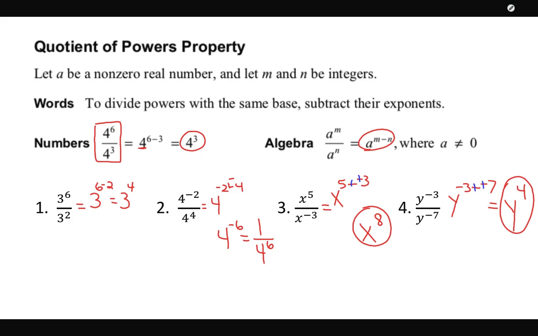So when you're dividing powers that have the same base, we simply subtract exponents. Now, when we have negative exponents, then it can be a little tricky because remember, you're subtracting. So sometimes you have to subtract a negative or you're a negative minus a negative. So you just got to be really careful with your signed numbers.